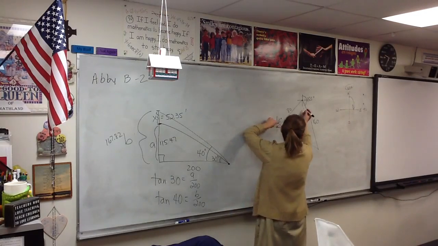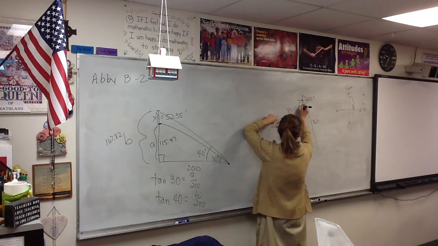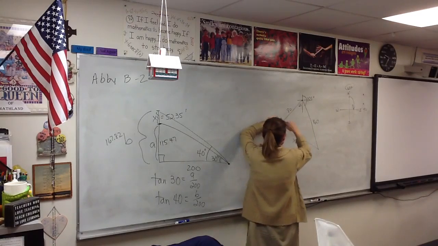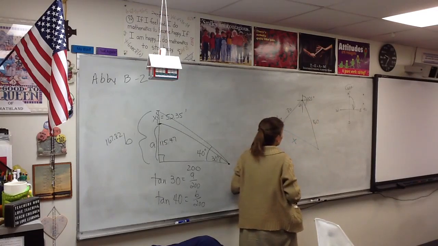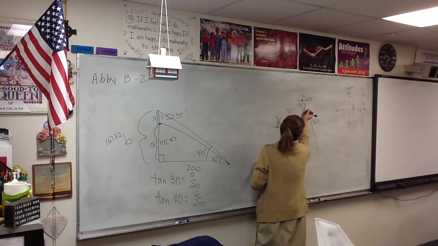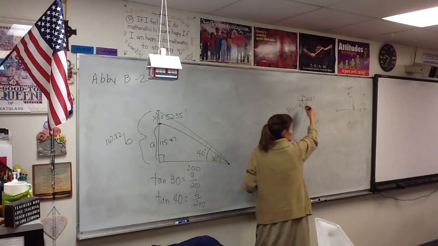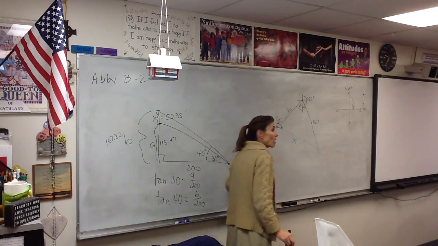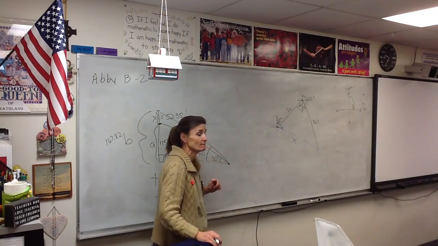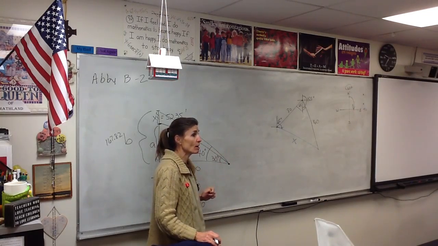If this is 65, kids, would you agree this one is also 65? These are alternate interior angles, parallel lines cut by a transversal. If that's 155, what's this part? 25, because that's 180. So this total angle inside the triangle is how big? That's a 90-degree angle. Remember, I promised you all your triangles would be right triangles? That's going to change soon, but right now they're all 90-degree triangles.